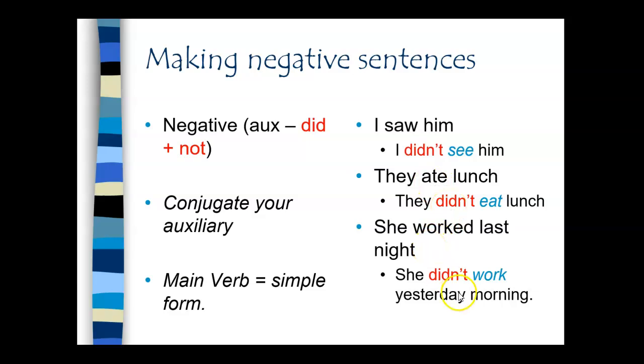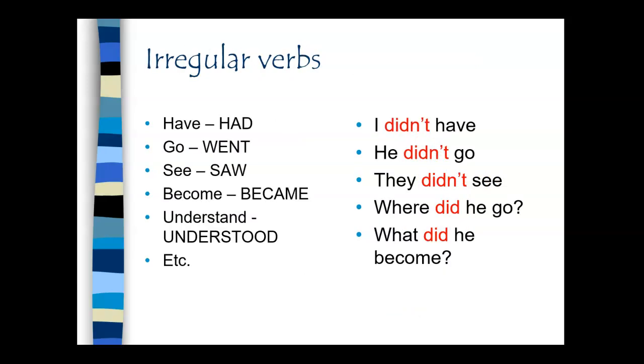She worked last night, she didn't work yesterday morning. It doesn't make any difference here if your verb is regular or irregular. You follow the same pattern. Irregular verbs, again, you have to learn them in the affirmative form. But as I said, to make them negative, it doesn't make any difference. You use the auxiliary didn't, did plus not, and then your verb comes back to the simple form. I didn't have, he didn't go.